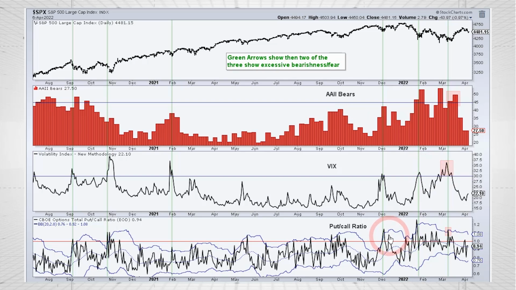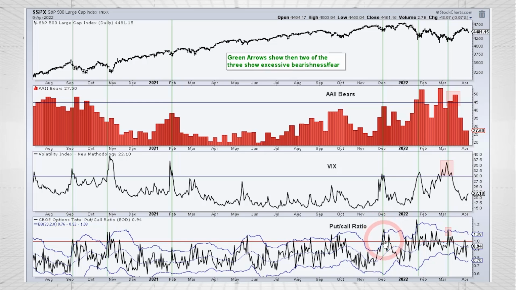And then I've got the put-call ratio. And this one's kind of weird because it fluctuates a lot. And so I put some Bollinger Bands on there. And when you get above that upper Bollinger Band, that shows an expansion of put buying, especially if you're above 1. That means you bought more puts than calls. And so that means there's some fear out there because put buying is increasing.